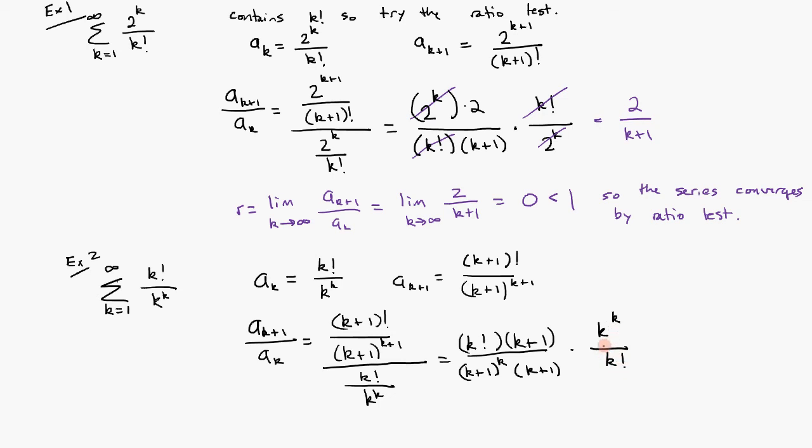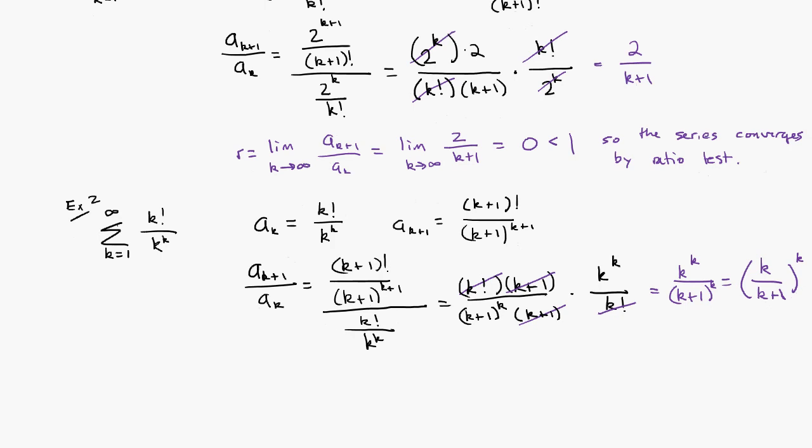Now let's simplify this. The k factorial cancels. This k plus 1 and this k plus 1 also cancel. So now we're left with k to the k over k plus 1 to the k. Then I can combine this, so this is the same as k over k plus 1, the whole thing raised to the kth power.